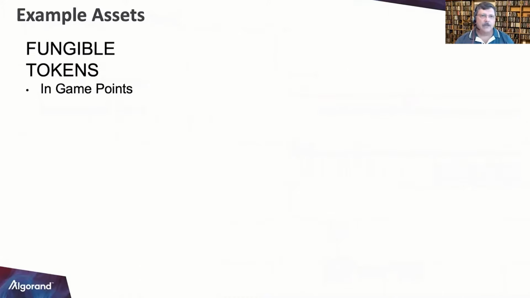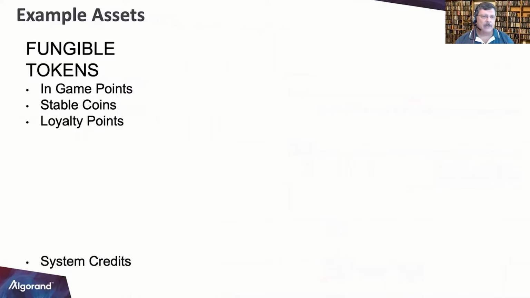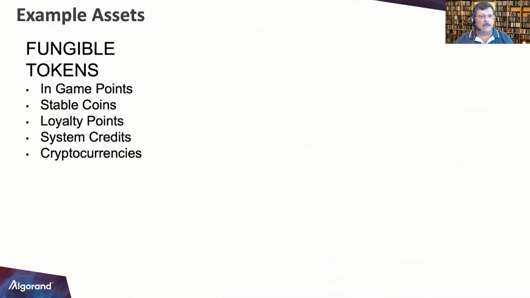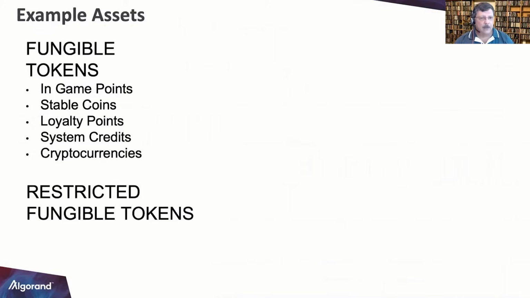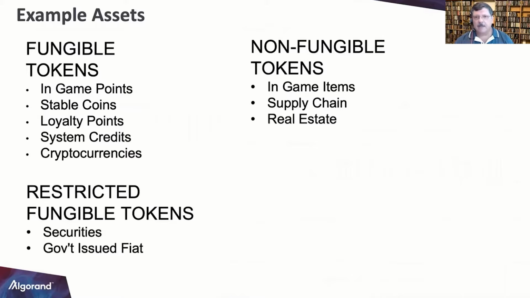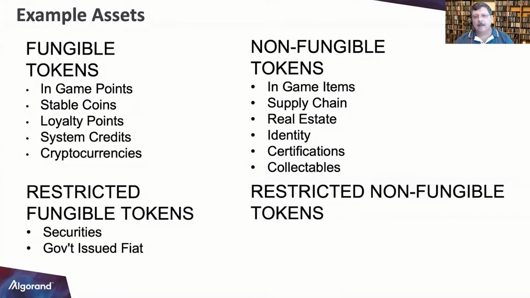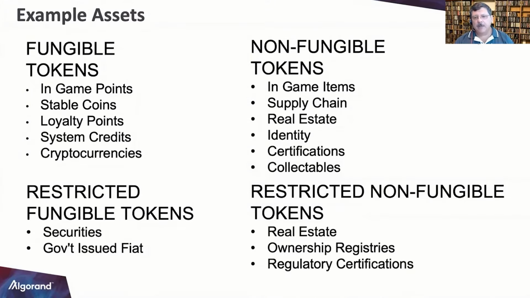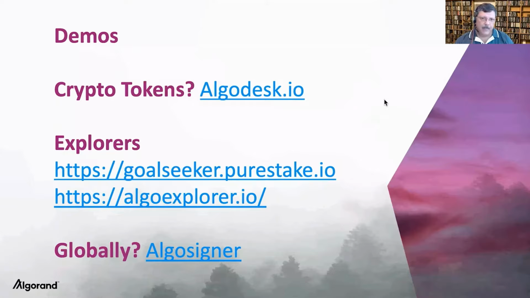This is where we get into 2 types of assets: fungible tokens. So this would be like stable coins, loyalty points, system credits, that sort of thing, cryptocurrencies. And then the restricted might be things you could do clawbacks on. And then you get into the NFTs on the right side. Could be unique in-game items, supply chain, real estate, identity. These are all there: real estate, ownership, registry, and certifications.